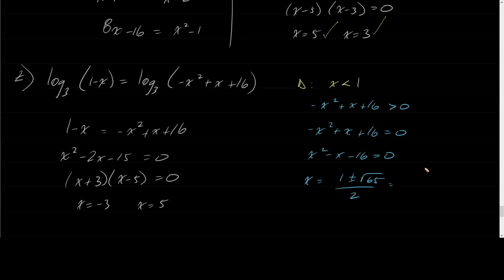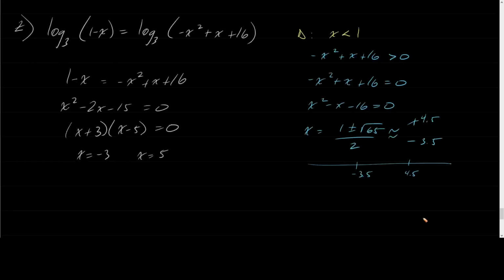We essentially get x is equal to 1 plus or minus radical 65 over 2, which gives me two solutions. The positive version, the one we do with the plus, is approximately positive 4.5, and the negative version, the one we do with the minus, 1 minus radical 65 over 2, is approximately negative 3.5. So we would test around those.